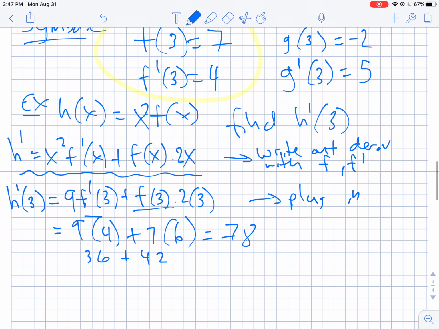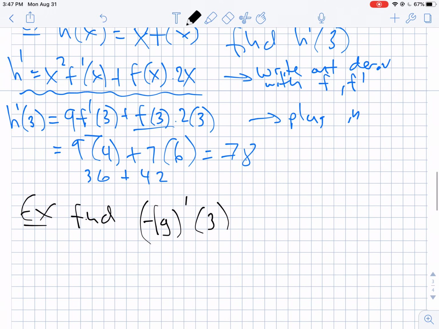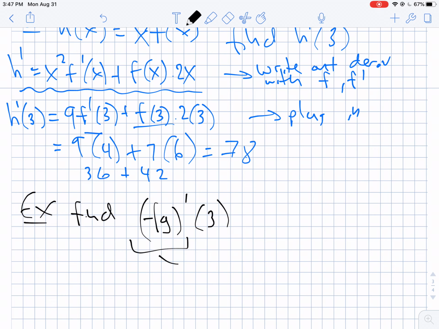Okay, now the other thing that we're going to do with this same one, what if I tell you to find (fg) prime of 3. So this notation's a little weird, this (fg) prime, but this just means the derivative of f of x times g of x. So it's saying use the product rule on those two functions multiplied together. Take the derivative of f times g. So we're going to use the product rule on that.